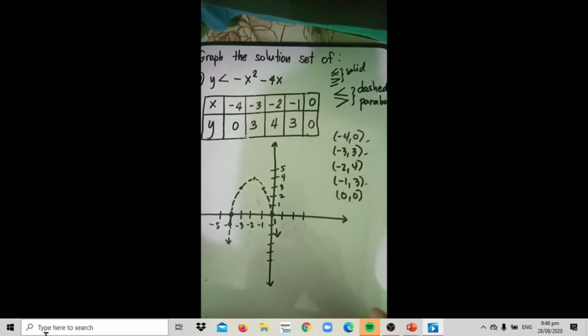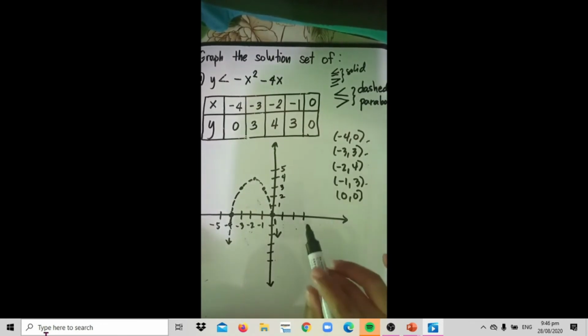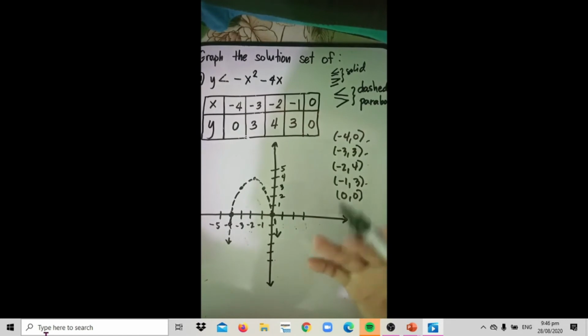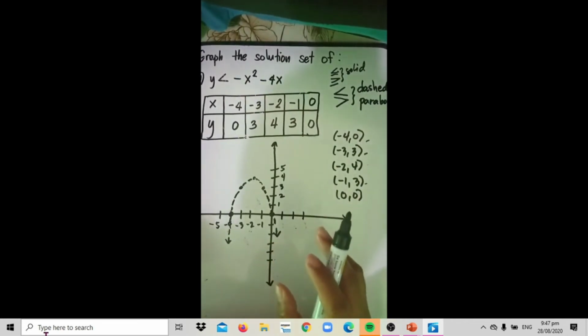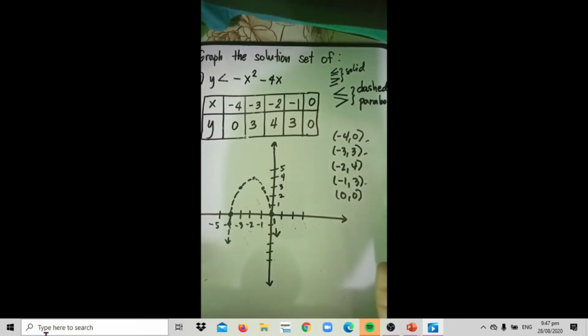Okay? So, ang next na gagawin natin is for us to identify a point from each region. So, titignan natin kung yung point na yon, it satisfies the given quadratic inequality. So, kung nasatisfy yung given quadratic inequality, ibig sabihin, that region is a solution set of our quadratic inequality. Otherwise, it is not a part of the solution set.